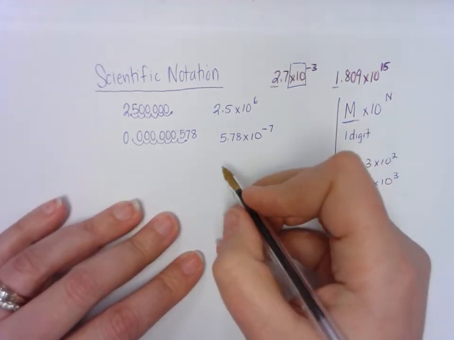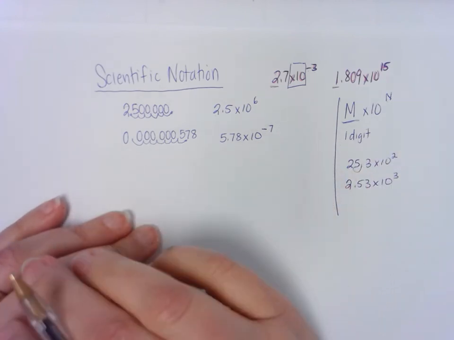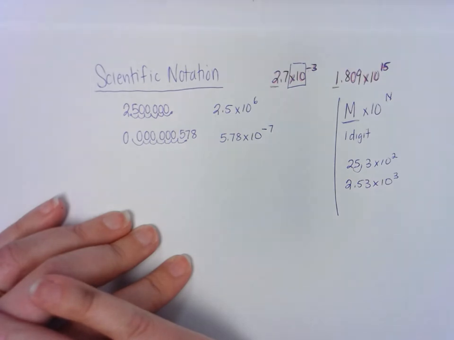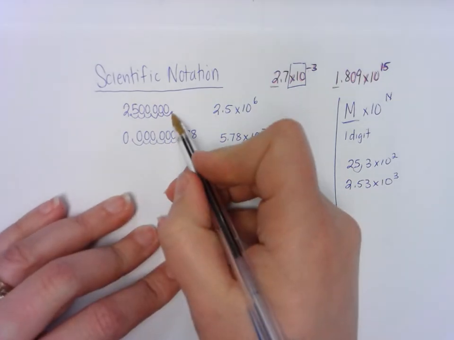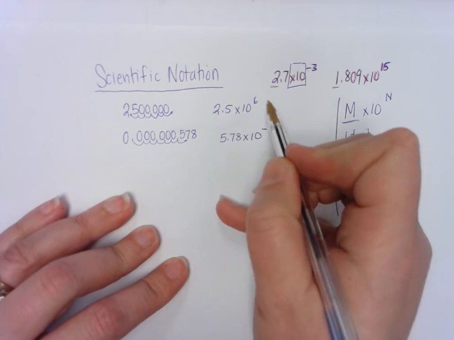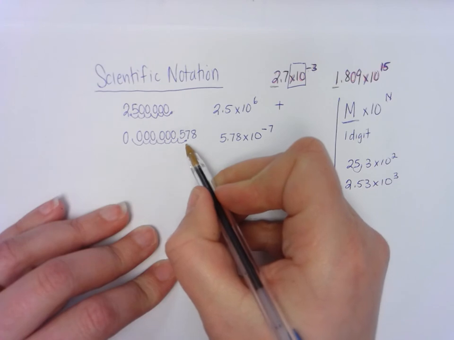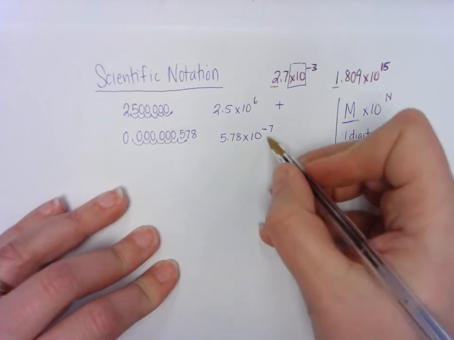So the correct format again is one digit, and you move the decimal left or right depending on the situation of the number. If you are taking a large number and making it into a smaller format, you're going to have a positive exponent, and if you have a decimal number and you're shortening it, you are going to have a negative number.